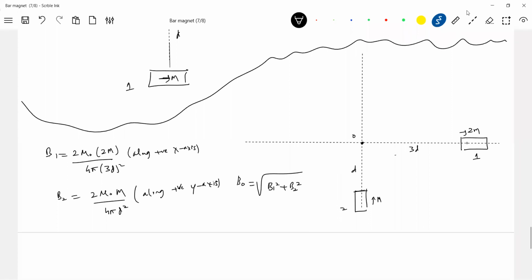So what about pole strength? Magnetic charge is a scalar again. Like how we have charge as a scalar, similarly magnetic charge or pole strength is also a scalar. Somebody is asking whether pole strength is a scalar.